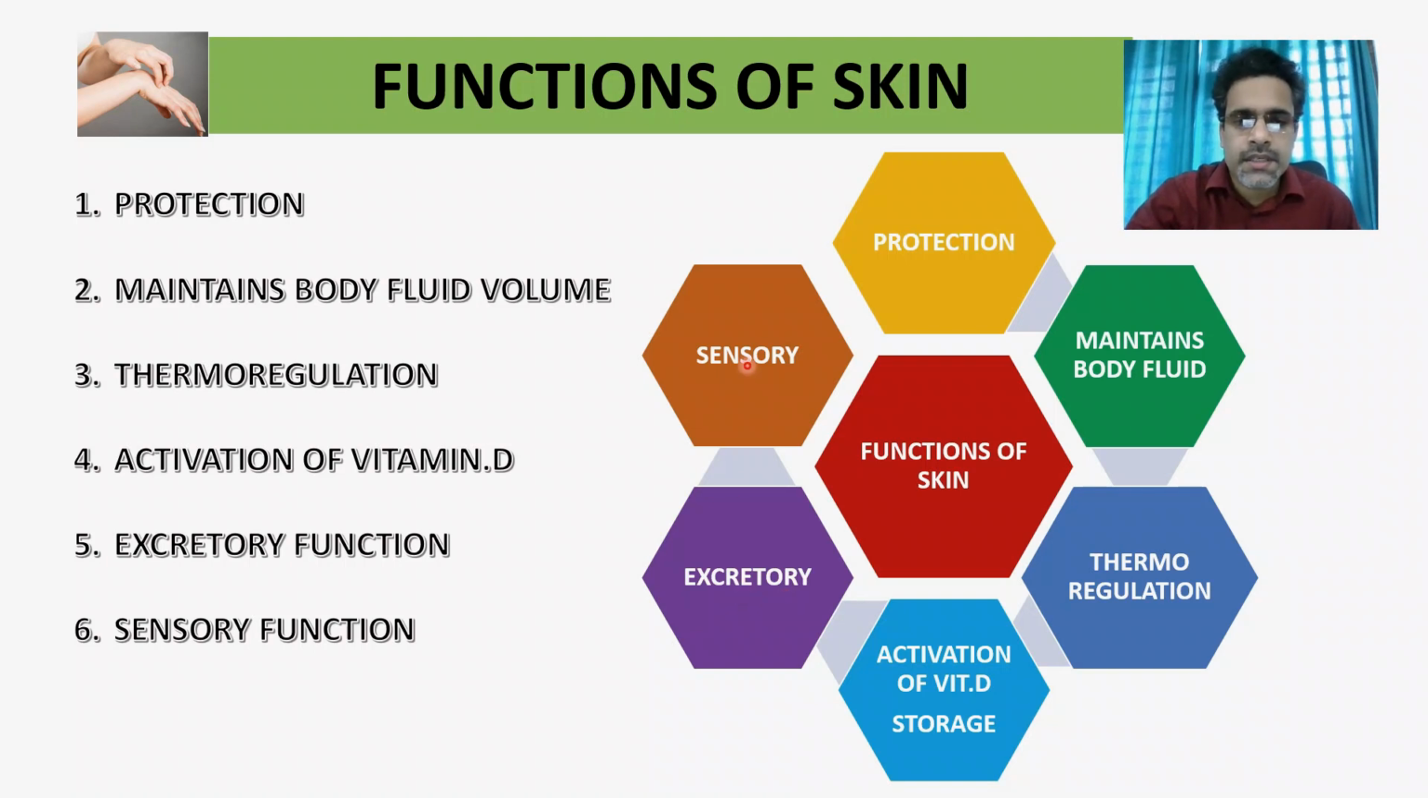Next is sensory function. Our skin has sensory receptors. These sensory receptors are biological transducers. They convert stimuli to nerve impulses, which are carried through the sensory nerves. Skin has a rich number of such sensory receptors, like touch receptors, tactile receptors, pain receptors, thermoreceptors and so on. Different receptors are there in the skin.